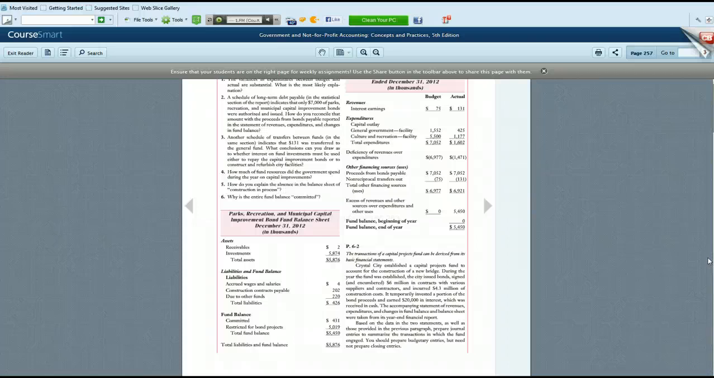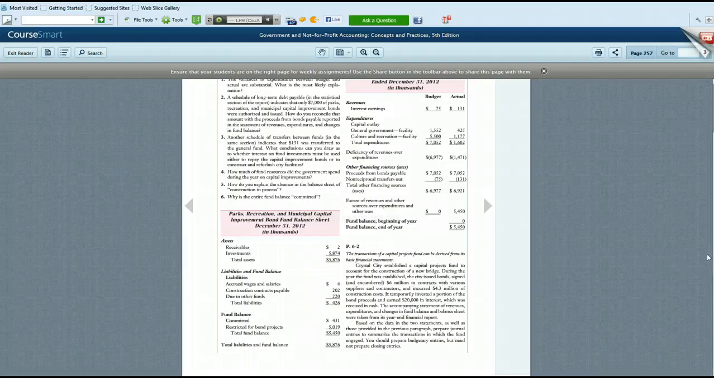The accompanying statements of revenue, expenditures, and changes in fund balance and balance sheet were taken from its year-end financial report. Based on the data in the two statements, as well as those provided in the paragraph above, prepare journal entries to summarize the transactions in which the fund engaged. It's important to prepare budgetary entries, but not closing entries.